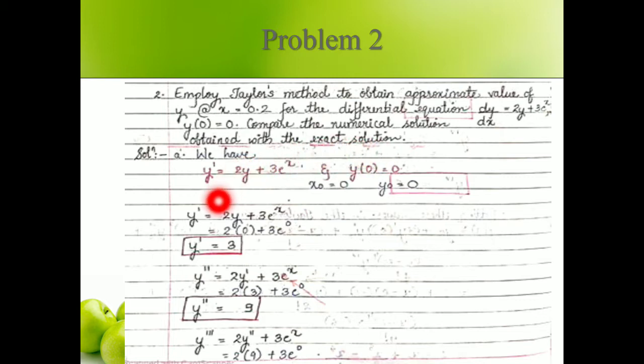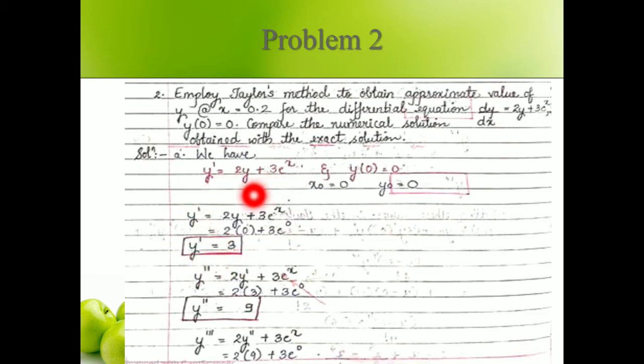We have y dash equal to 2y plus 3 e to the power x, y of 0 equal to 0. So the given equation is y dash equals 2y plus 3 into e to the power x, and the initial value is given, x naught is 0, y naught is also 0. Before differentiating, we substitute the initial values to find the y dash value. So substituting x naught and y naught as 0, we get y dash equal to 3.